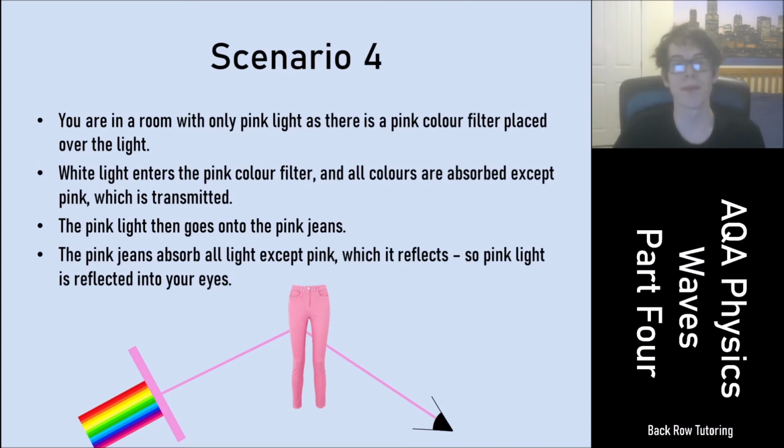Scenario number 4. You are in a room with only pink light, as there is a pink colour filter placed over the light. White light enters the pink colour filter and all colours are absorbed except pink, which is transmitted or allowed through. The pink light then goes onto the pink jeans, and the pink jeans absorb all light except pink, which it reflects, so pink light is then reflected back into your eyes.